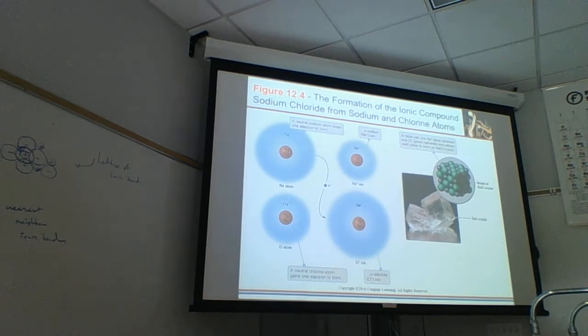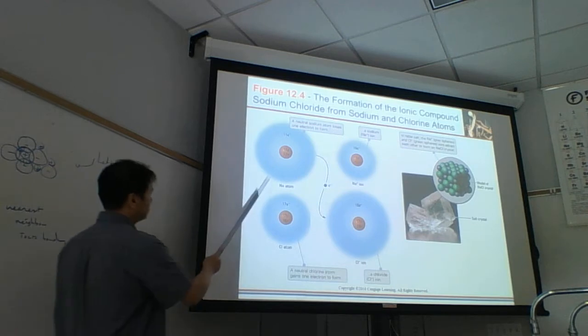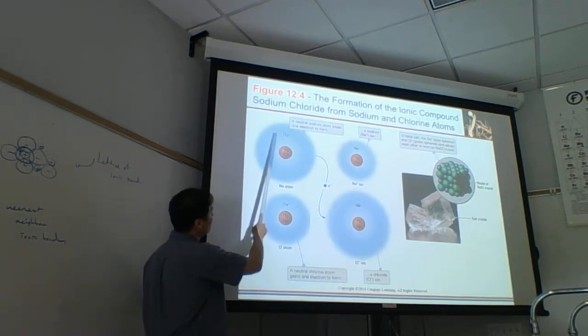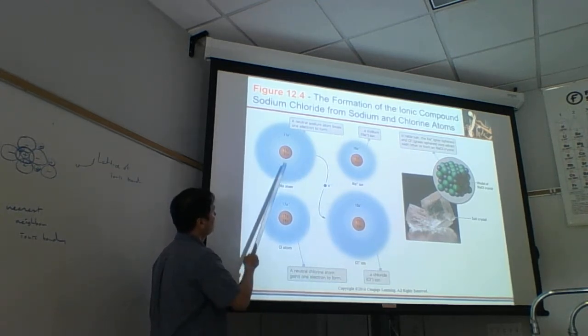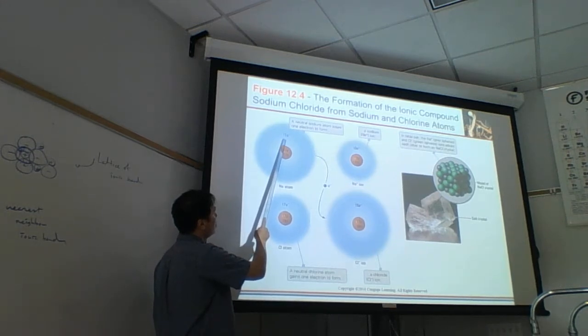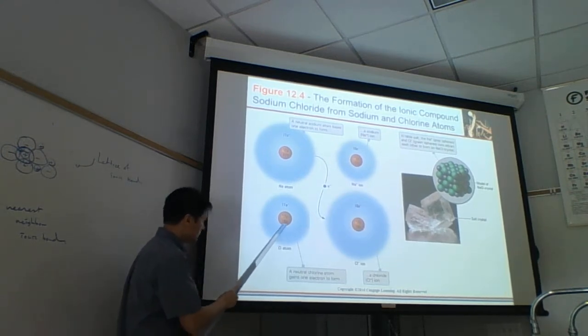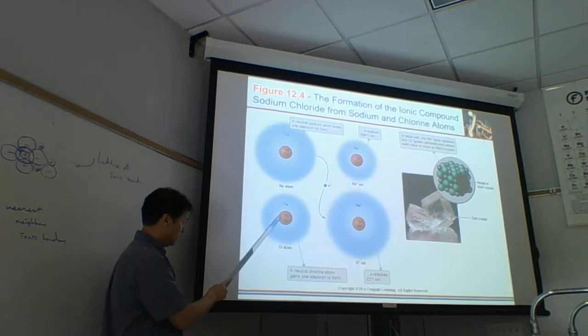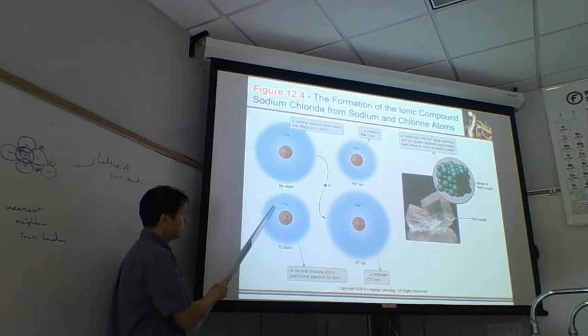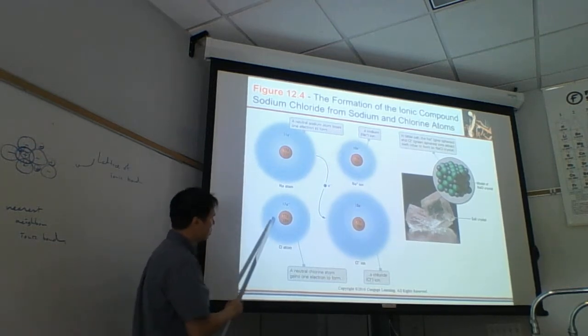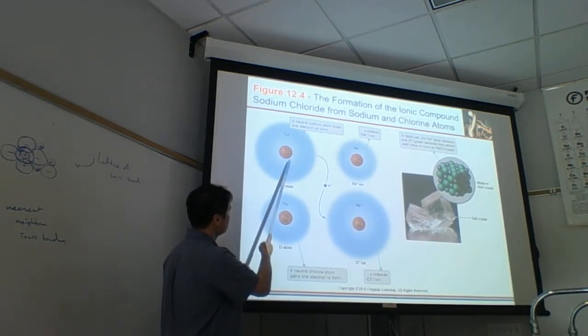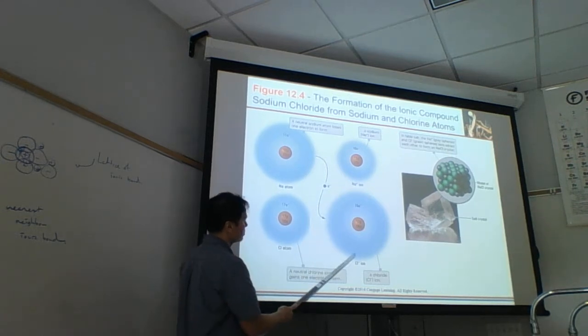Here we can see the sodium atom has 11 electrons total. Out of those 11 electrons, 10 are core, 1 is valence. Here's chlorine, 17 electrons total, 10 are core, 7 are valence. Chlorine is a powerful oxidizer. It wants to take electrons, so it's going to take electrons from sodium. It takes an electron from sodium and forms chloride.